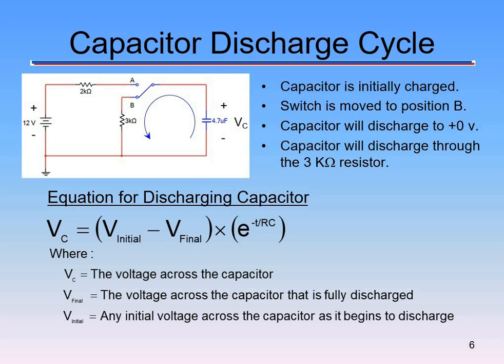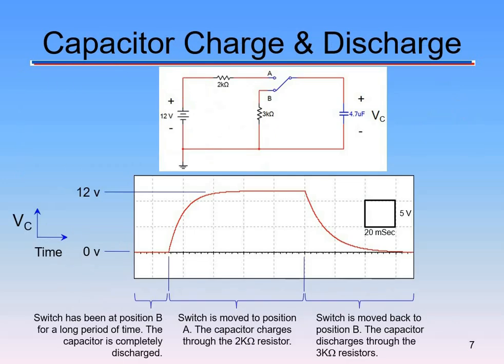If I accidentally say tau, it's just habit from other classes, but it's e to the minus t over RC here. All right, so the capacitor ideally is going to discharge to 0 volts. And it's all going to discharge through that 3 kilo ohm resistor. So make sure we understand that we have the equation for the capacitor's charging cycle and its discharging cycle. Make sure that those are in your notes.